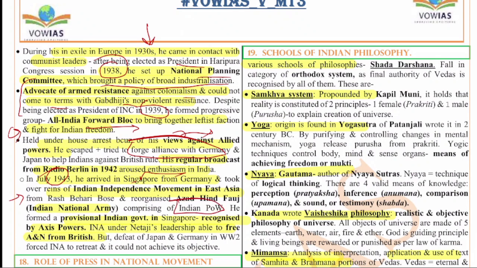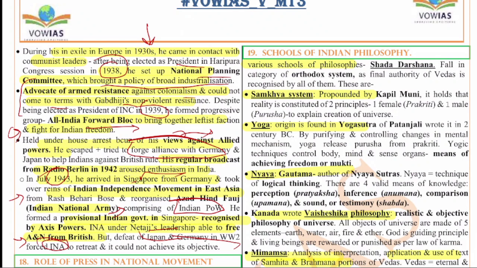He formed the provisional government in Singapore, as we just discussed, and the INA under Netaji Subhas Chandra Bose's leadership was able to free the Andaman and Nicobar Islands from the British. But the defeat of Germany and Japan in World War II forced the INA to retreat, and it could not achieve its objective. But still, the INA had played a great role in liberating India from the British. The INA's role was impeccable, and they showed great valor, which even today we celebrate.